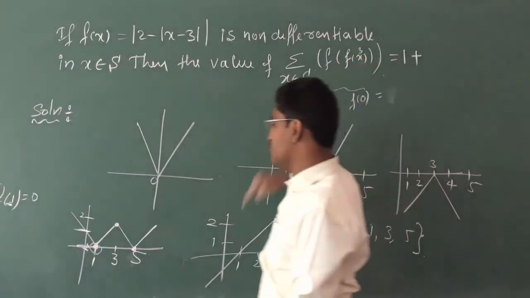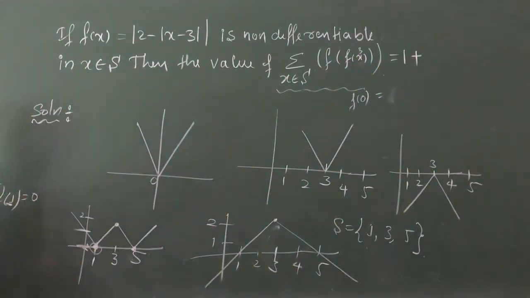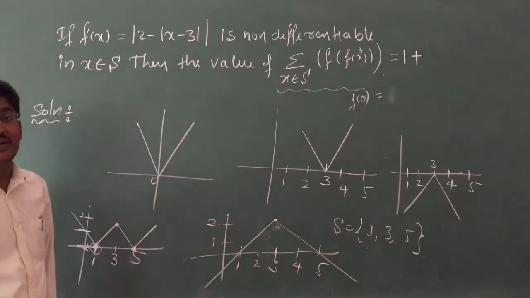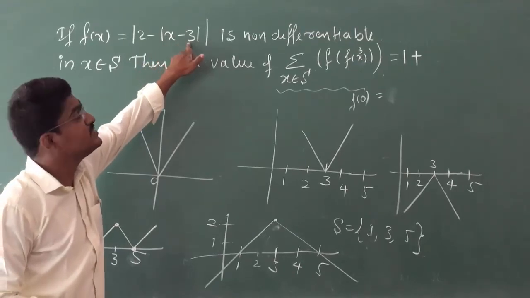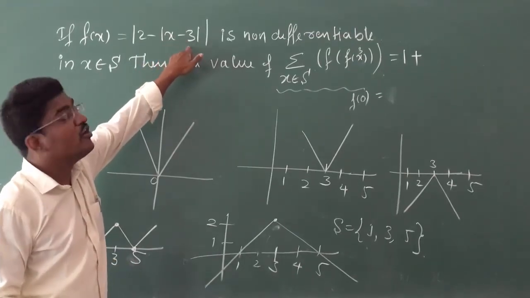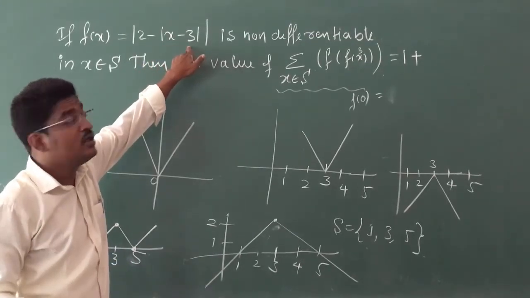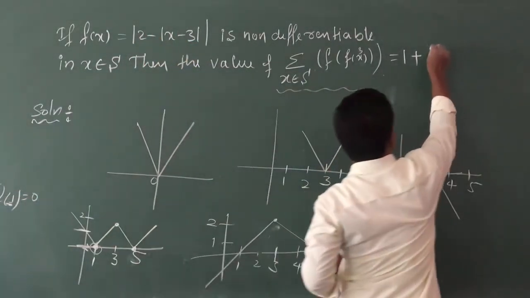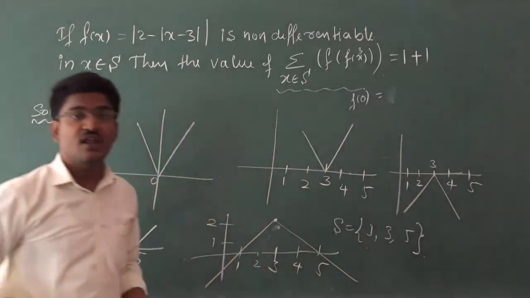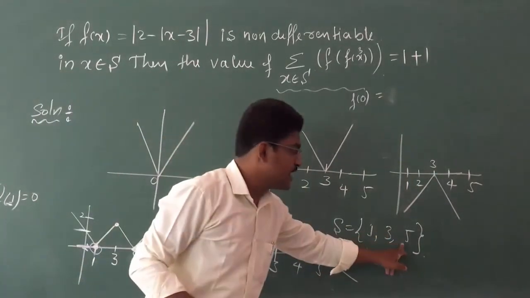So what is f of 2? At x equal to 2, f of 2, if I put 2 here, 2 minus 3 will be minus 1. Mod of minus 1 will be plus 1. So 2 minus 1 will be again 1. So this is again 1. Clear? Last point is 5.